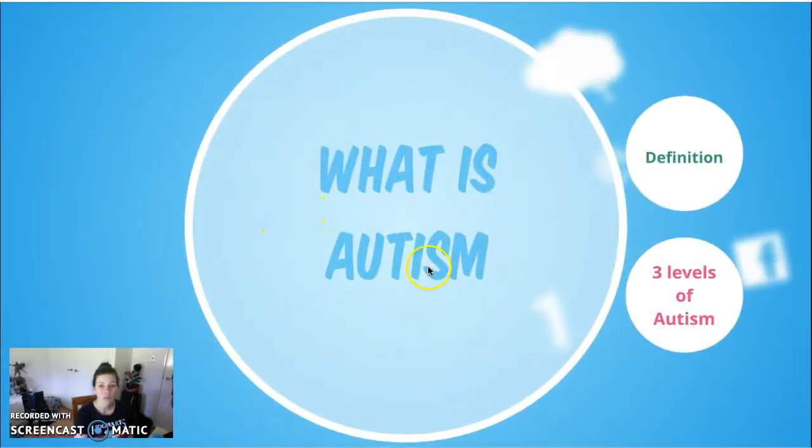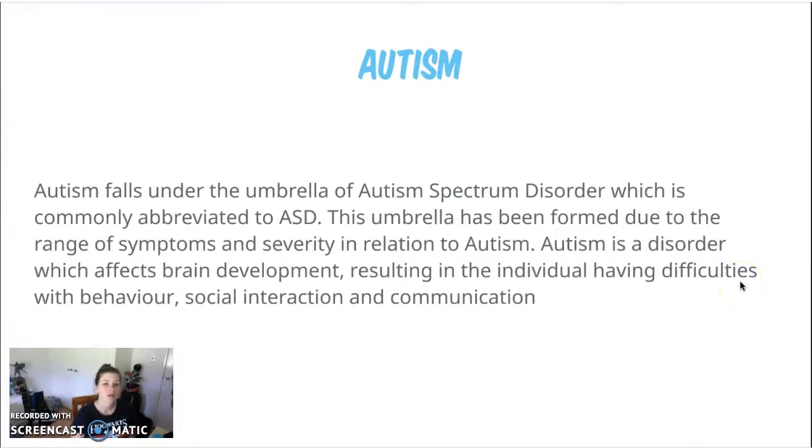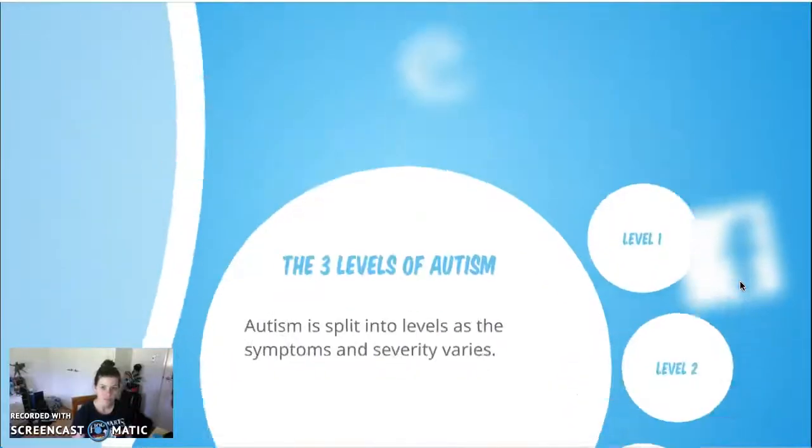So first I'm going to start with what is autism? Autism falls under the umbrella of autism spectrum disorder. It's commonly abbreviated to ASD. This umbrella has been formed due to the range of symptoms and severity in relation to autism. Autism is a disorder which affects brain development, resulting in the individual having difficulties with behaviour, social interaction and communication.